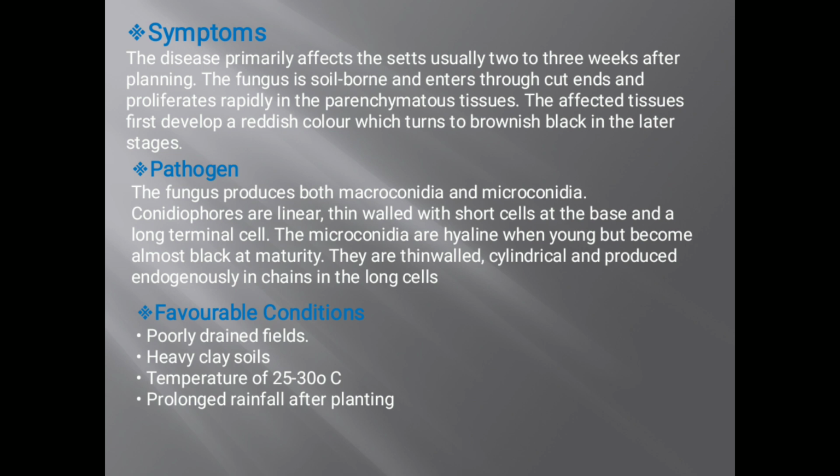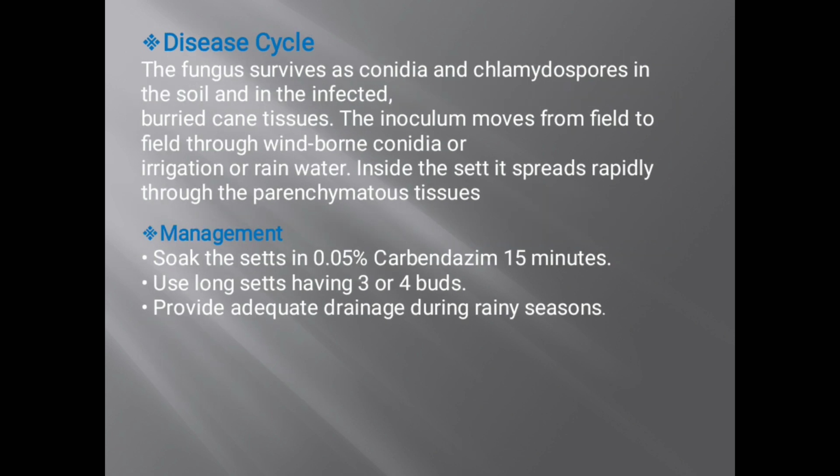Pathogen: the fungus produces both macroconidia and microconidia. Conidiophores are linear, thin walled, with a short cell at the base and a long terminal cell. Microconidia are hyaline when young but become almost black at maturity. They are thin walled, cylindrical, and produced endogenously in chains in a long cell. Favorable conditions for the disease are poorly drained fields, heavy clay soils, temperature of 25 to 30 degrees Celsius, and prolonged rainfall after planting.